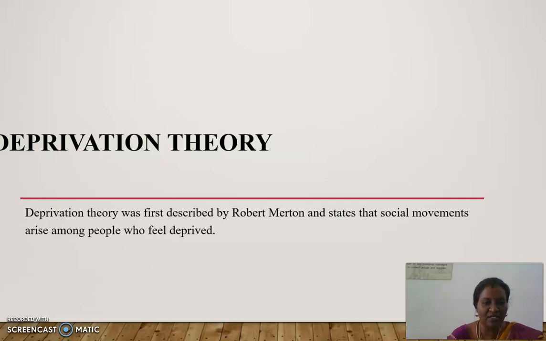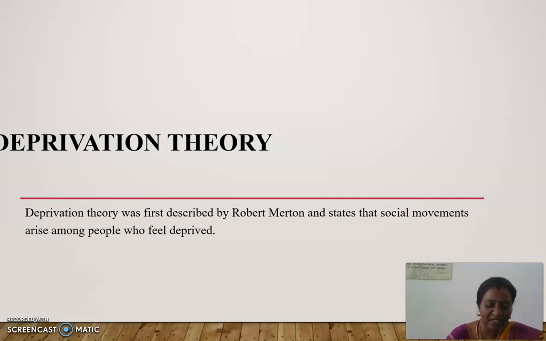First one, deprivation theory. Deprivation theory was first described by Robert Merton and states that social movements arise among people who feel deprived. According to this approach, when people compare themselves with others, they may feel that they are at a disadvantaged position. They join social movements with the hope of ending their grievances. This sense of having less than other people, whether money, justice, status, or privilege, also known as deprivation, is the basis for the social movement.